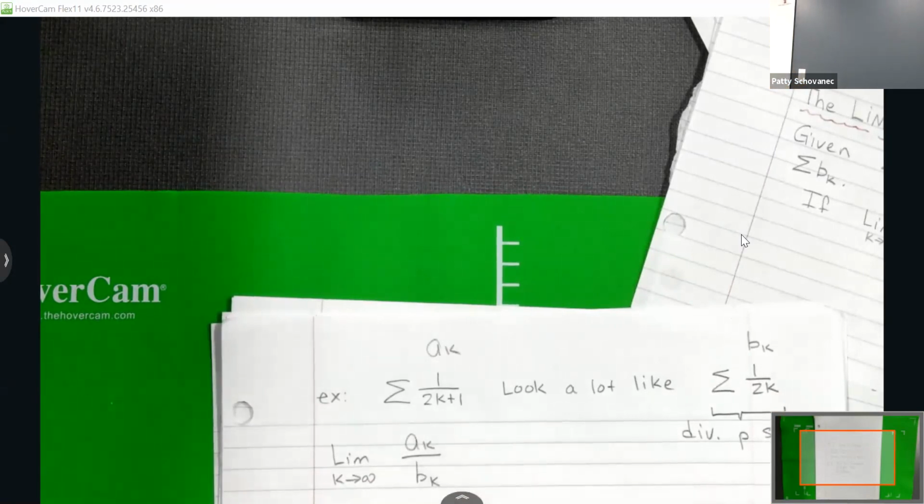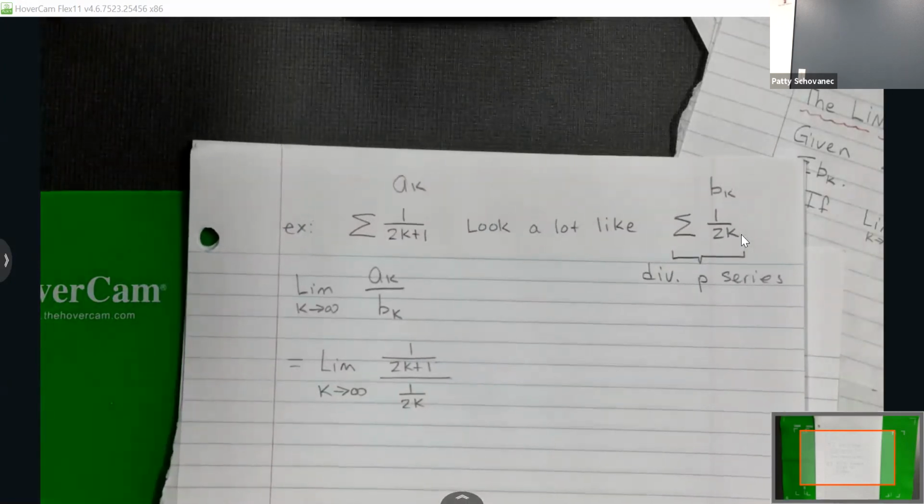So I have the limit as k goes to infinity of 1 over 2k plus 1 divided by 1 over 2 times k. I'm dividing one fraction by another, so I'm going to flip it over and multiply. I can rewrite that expression there as 2k divided by 2k plus 1.